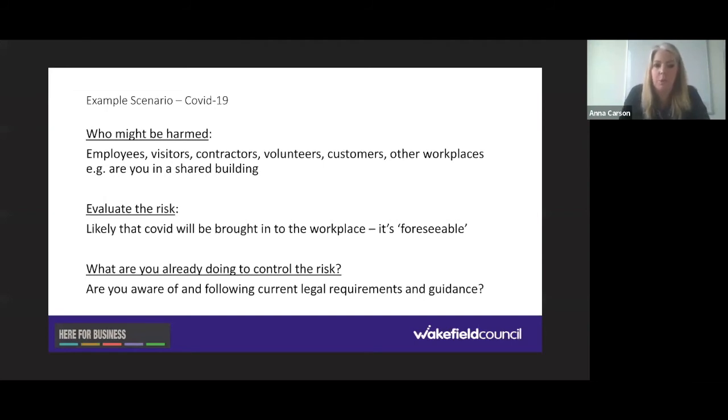So whilst COVID should be a mild illness for most, we've talked about vulnerable groups. So if your business caters for people who may be more severely affected by COVID, you will want to take this into consideration and check what the most up-to-date guidance is for these groups. And this would be the same if you had a more vulnerable employee. And then what are you already doing to control the risk? So are you aware of and following current legal requirements and guidance? And we'll come on to this in more detail in a minute.